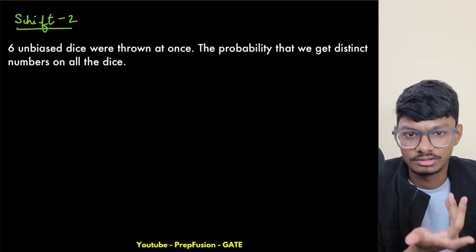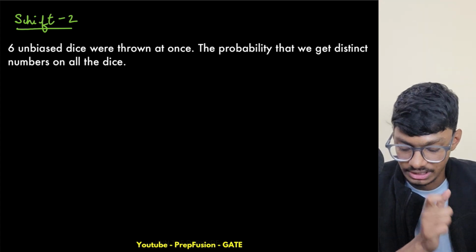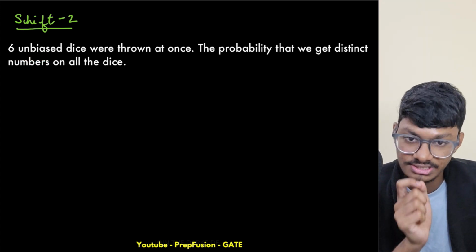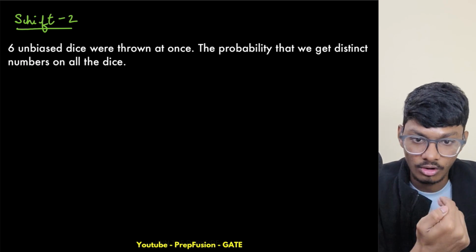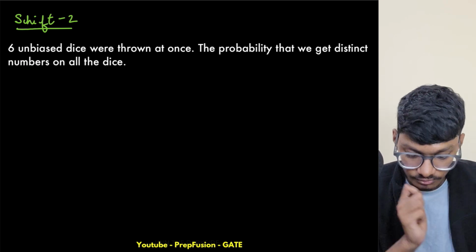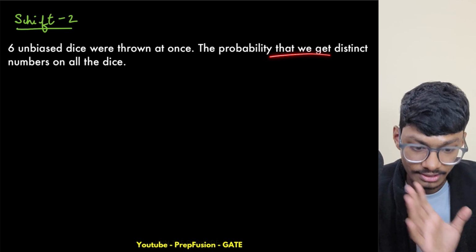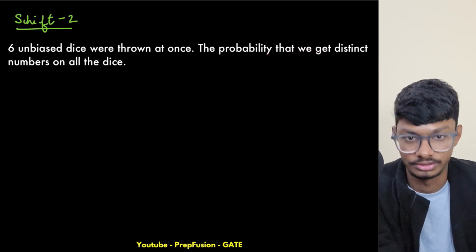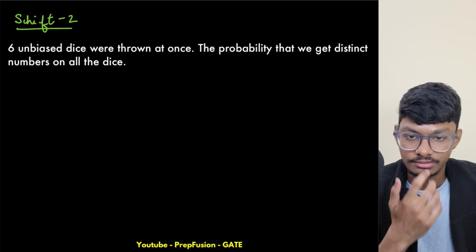This one was like an okay question, because they have told you that we have 6 unbiased dice, and all of them were thrown at once. Now what is the probability that we get distinct numbers on all the dice? Okay, so you can do it in 2 methods.